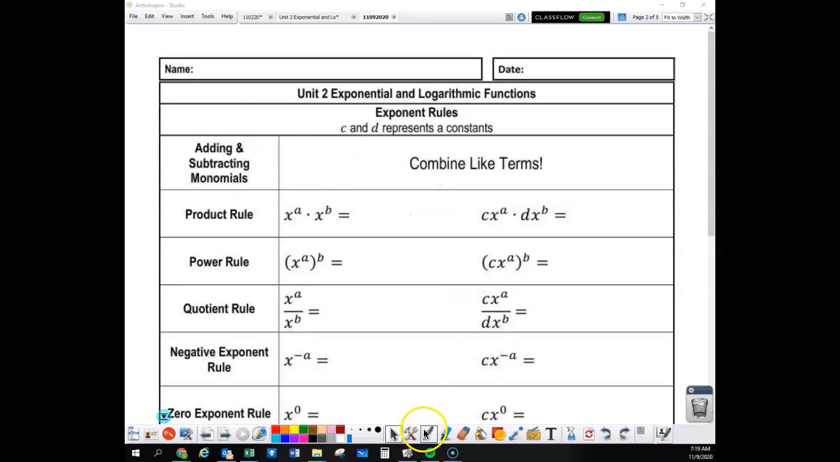All right, so we're going to go over the laws of exponents, the exponent rules. We're on page 17 of your notes, and let's get started.